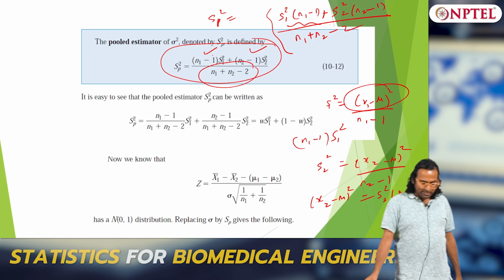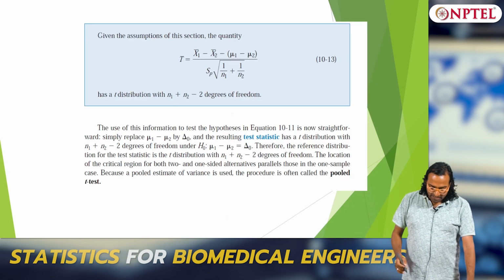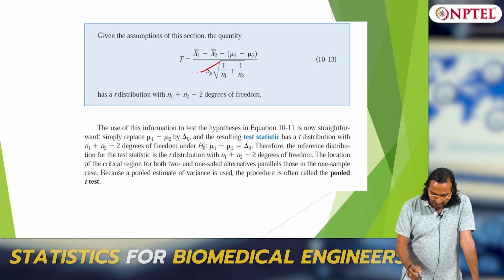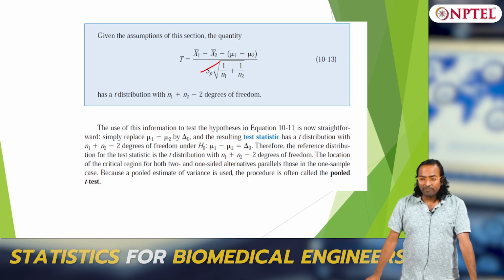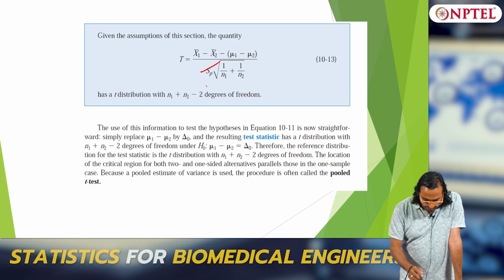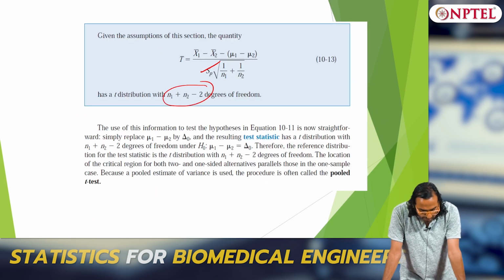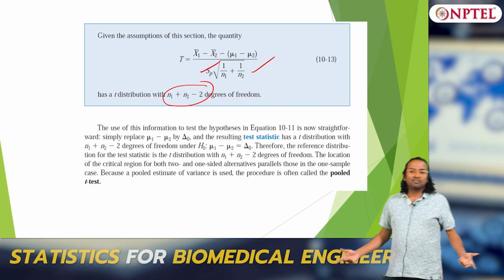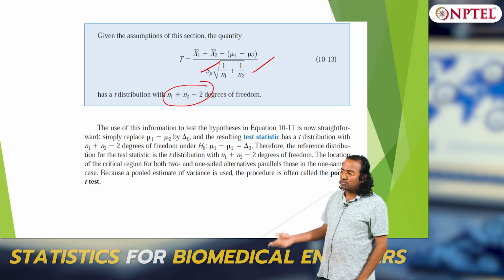Once I have the pooled estimator, I can replace that with the pooled estimator. You take sigma 1 squared outside, that is, SP squared becomes SP, which is the standard deviation, into the square root of 1 by N1 plus 1 by N2. The total degrees of freedom is N1 plus N2 minus 2. For a small population it will follow a T distribution, for a larger population T will converge to normal.